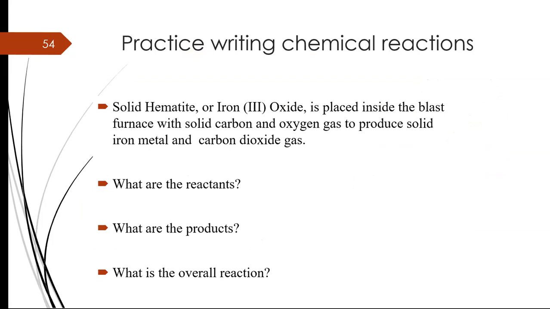So this is where knowing your nomenclature, the ability to name your compounds, comes in quite handy because you use them often. And if you don't get the right compounds, then it can make your balancing part quite hard. Right? So let's look at this one here. Solid hematite or iron trioxide is placed inside of a blast furnace with solid carbon and oxygen gas to produce iron metal and carbon dioxide gas. So we should be able to separate out our reactants from there and our products. So I'll give you a moment to do that.